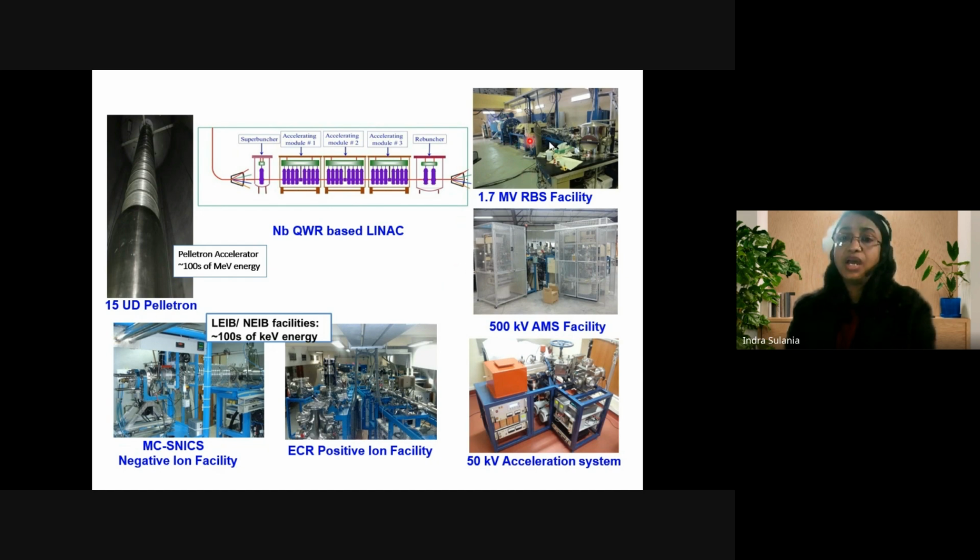Then we have an RBS facility, which is a 1.7 million volt Rutherford backscattering facility. By using the ion beam of helium, you can find out the composition of the material with depth. So percentage wise, you can know what the different elements present in the system are. Then we have an AMS facility, accelerator mass spectrometry, where we can get the dating profile of fossils and rocks whose age we want to know. Then we can do carbon-14 dating using accelerator mass spectroscopy.